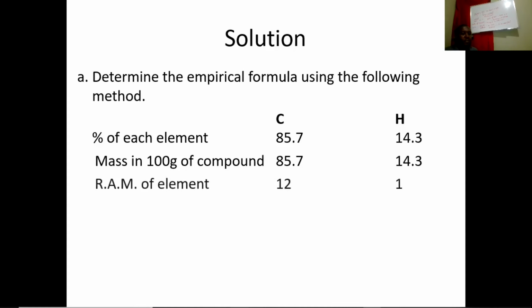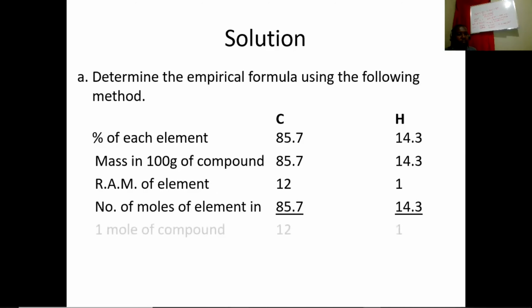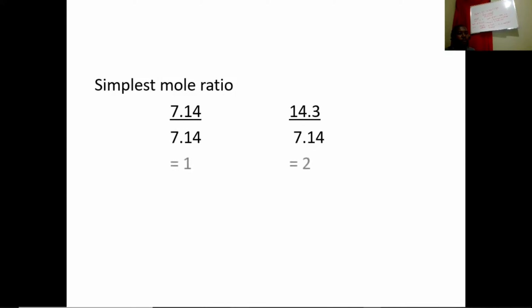And then the RAM, which is your atomic mass for each: carbon is 12, hydrogen is 1. So we divide both by their atomic masses, right? So we get 7.14 and 14.3. And from here, we divide by the lowest number, which in this case is 7.14, on both sides. So we get a 1 to 2 ratio of C and H. Therefore, the empirical formula would be 1 C and 2 H, so CH2, right?